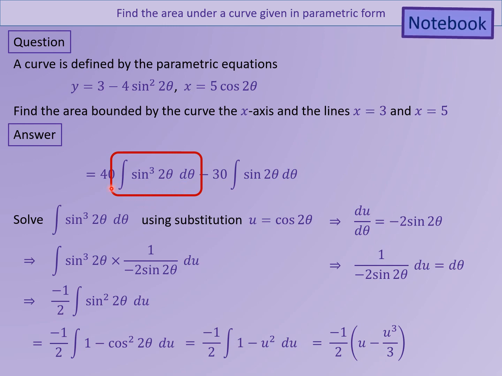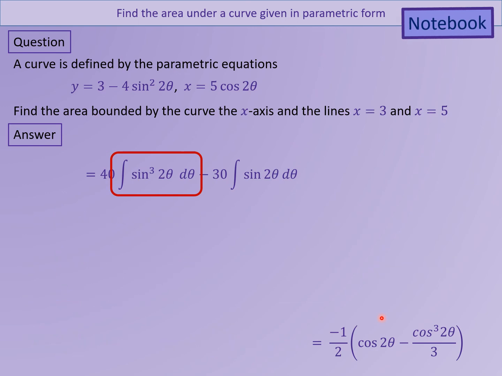I've got 40 lots of it. So the 40 and the minus a half is going to go to minus 20. And this one I can deal with quite easily as well, because it's just going, like I said, to go to minus a half cos 2 theta. So that's what that part goes to. Now I've substituted back into the u value, which is there.